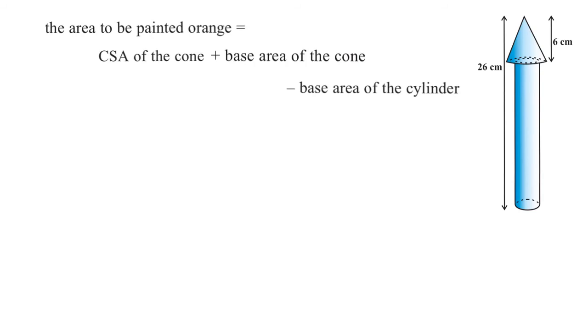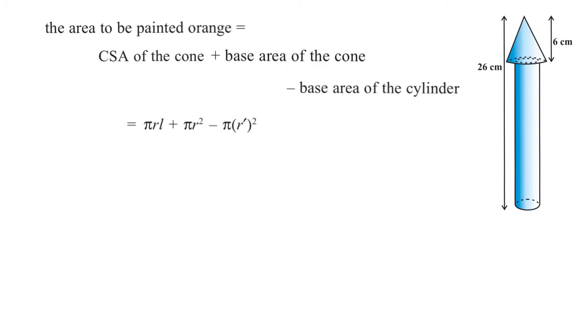So, now we can calculate what it is. The curved surface area of the cone is pi r L. The base area of the cone, which is in the form of a circle, is pi r squared. And the base area of the cylinder is also a circle, pi r prime squared, because we have taken the radius of the cylinder to be r prime. So, the formulas will be like this.